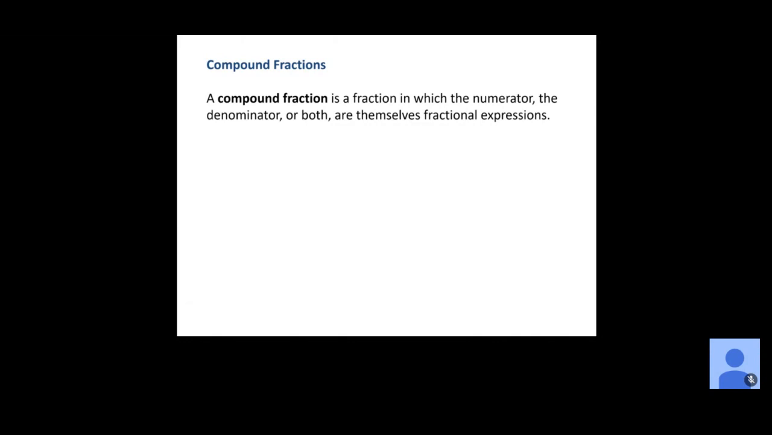All right. So compound fractions. A compound fraction is any fraction in which the numerator, the denominator, or both are fractions. Basically, if you have a fraction in the numerator of a fraction, or a fraction in the denominator of a fraction, or a fraction in both, then we have what's called a compound fraction. We don't like compound fractions. So we always want to simplify these things down as much as possible to get it just to a fraction rather than leaving fractions within a fraction. So that's what we're going to be looking at next.